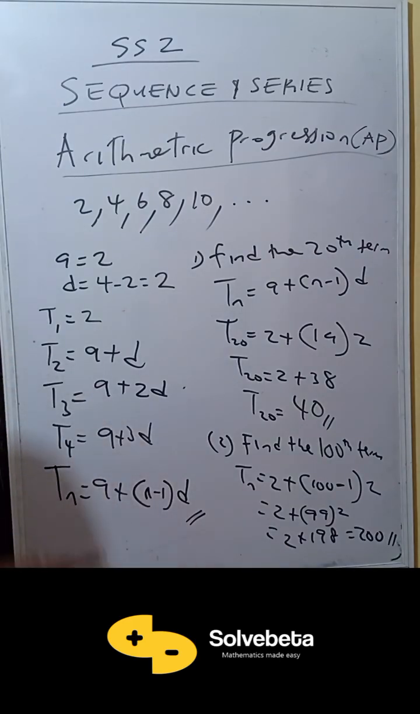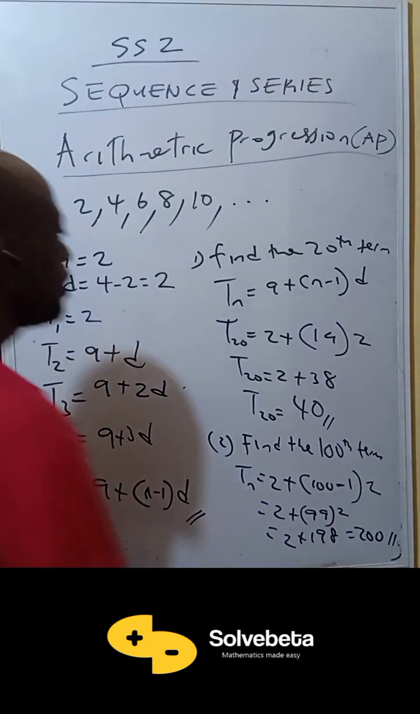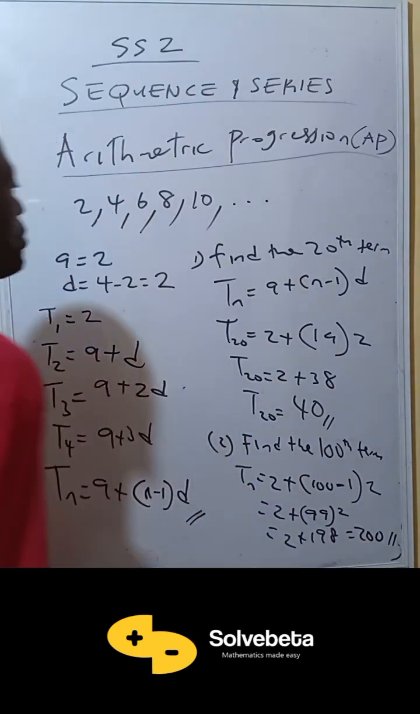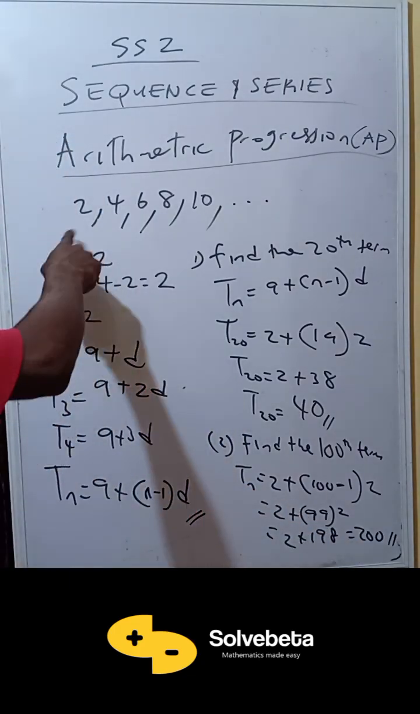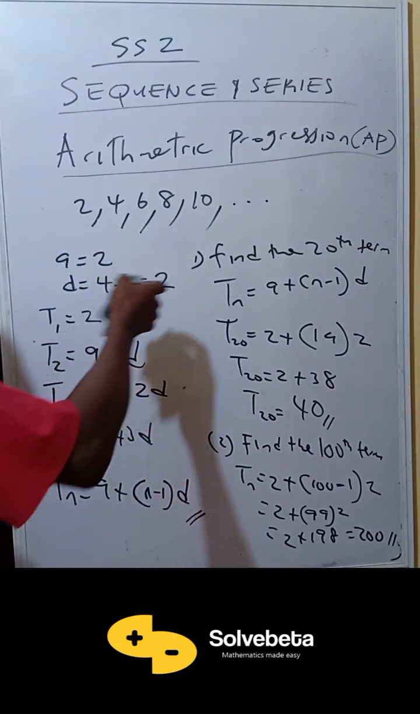The reason why I was able to figure that out easily is this. I was able to figure out that this was wrong. Now there's something called the nth term of an arithmetic progression. Now what is the nth term?